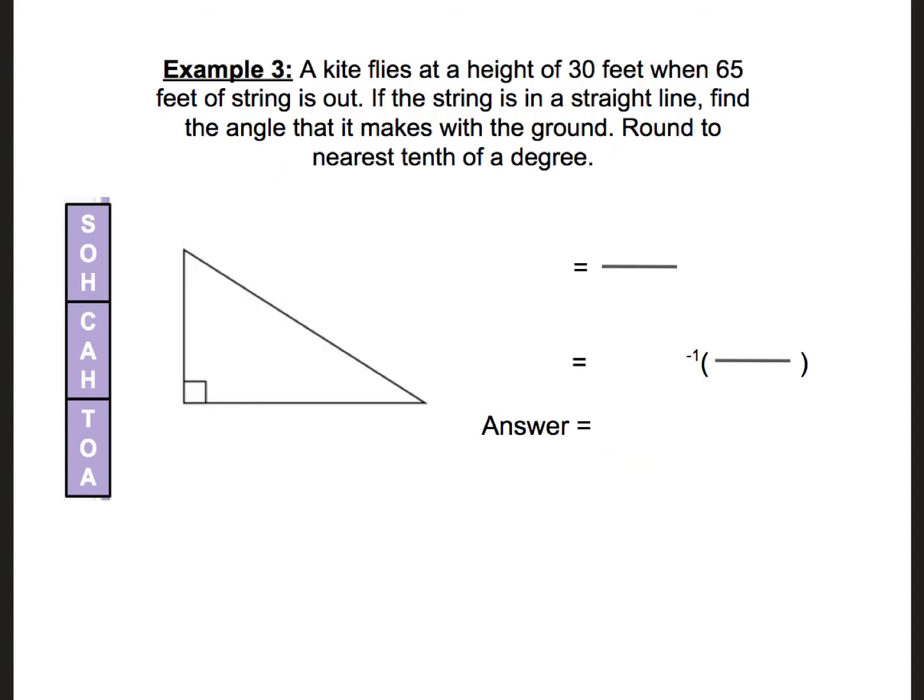Your problem says a kite flies at a height of 30 feet when 65 feet of string is out. If the string is in a straight line, find the angle that it makes with the ground. Round your answer to the nearest tenth.